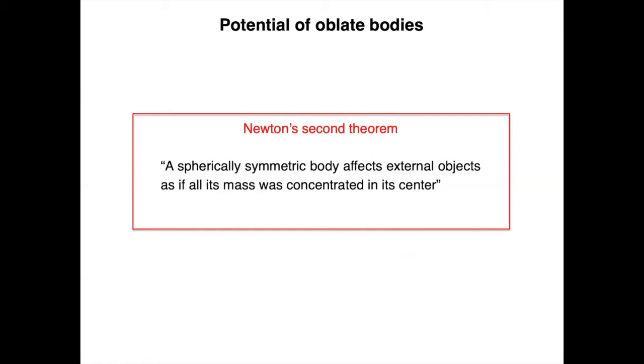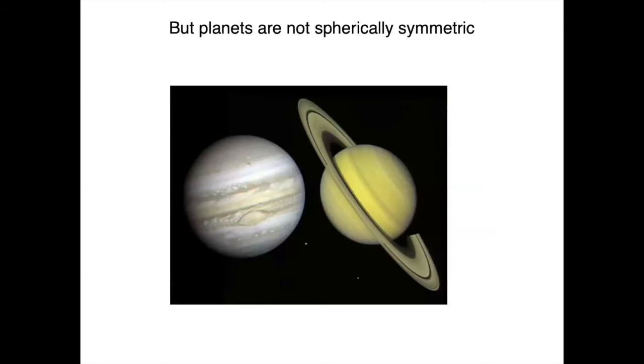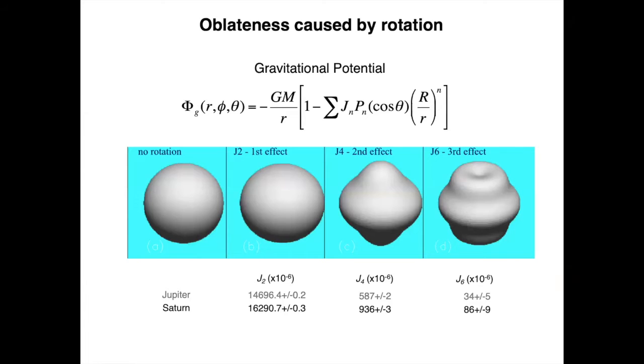What is the potential of oblate bodies? Newton's second theorem says that a spherically symmetric body affects external objects as if all its mass was concentrated in its center. Now, that only applies for spherically symmetric bodies, but planets are not spherically symmetric. You can expand the gravitational potential of a non-spherical planet and find that its gravity is going to be given by a multipole expansion. We call this the J-coefficients.